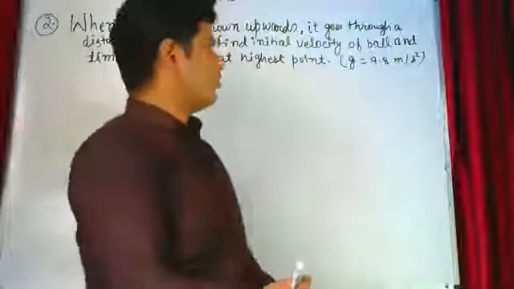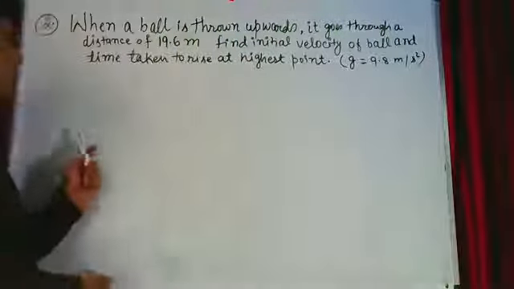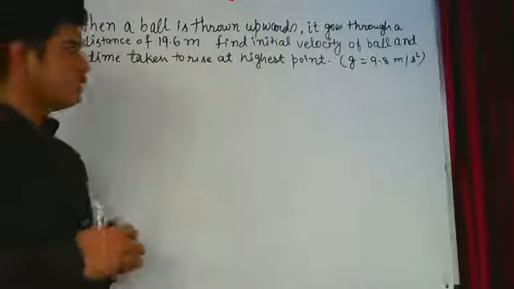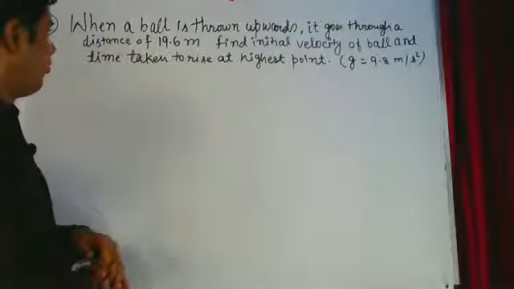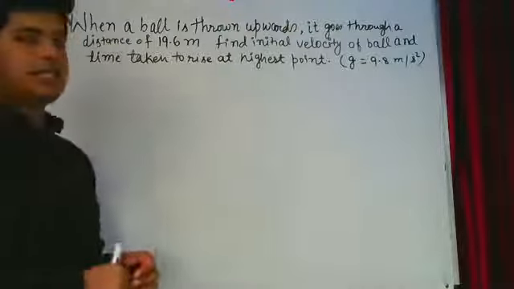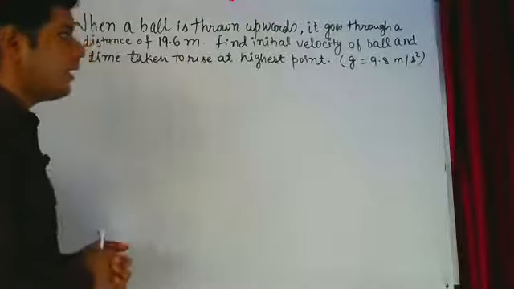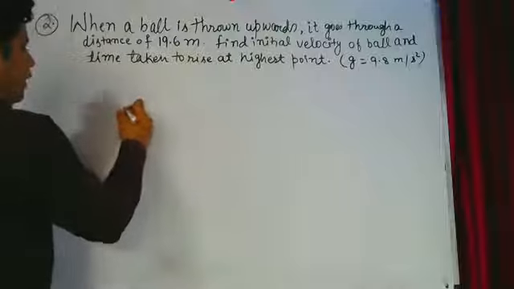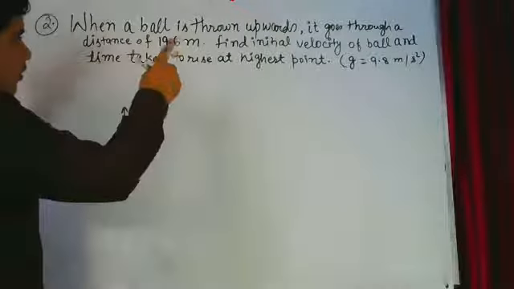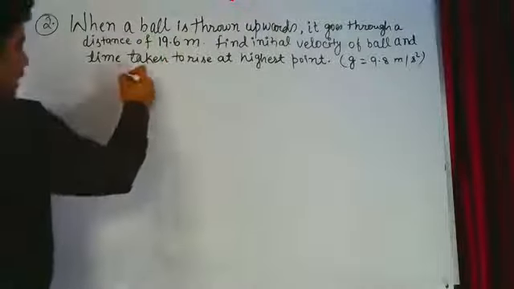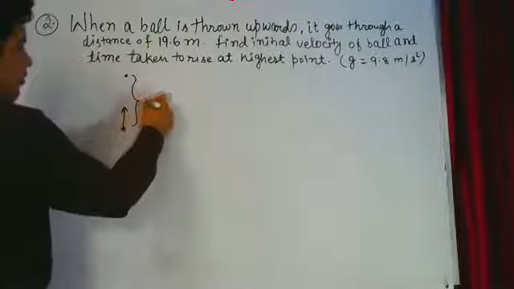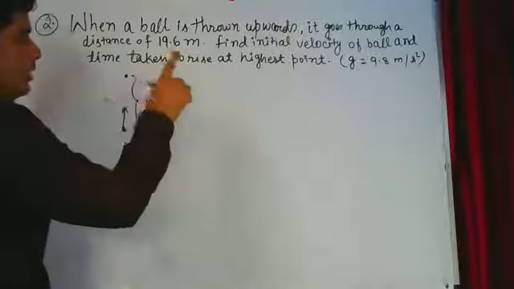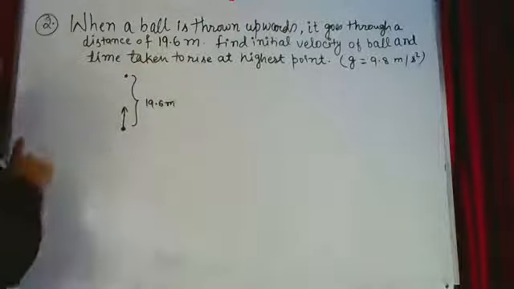Hello everyone. Now the question is, when a ball is thrown upwards, it goes through a distance of 19.6 meters. Find initial velocity of ball and time taken to rise to its highest point. Now let's realize what the situation is. Suppose this is a ball and I have thrown it upward. It goes a distance of, suppose this is the highest point, then this distance becomes 19.6 meters. Find initial velocity of the ball and time taken to rise.